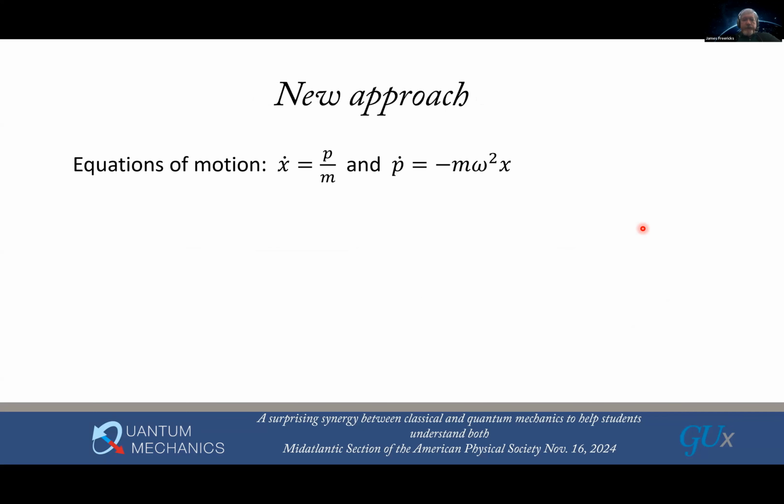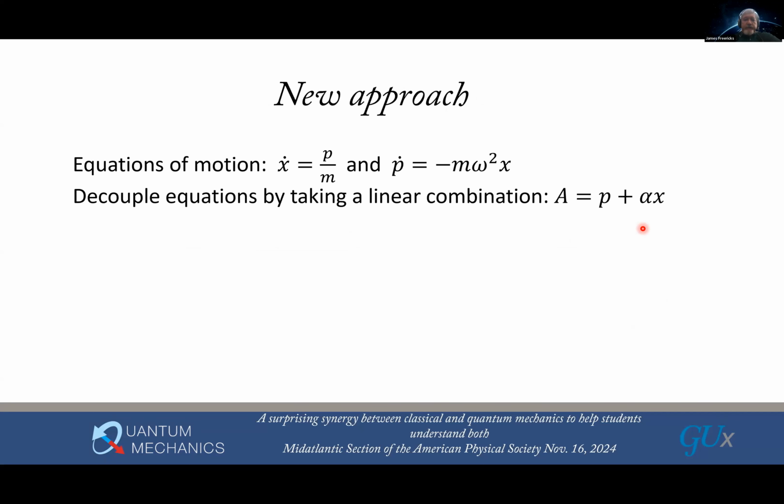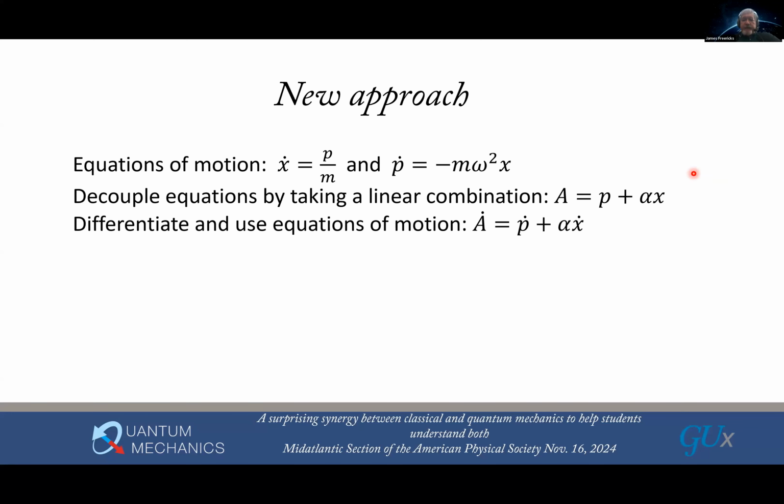So let me show you the new approach. In the new approach, we start from the exact same equations of motion, but we do what Born and Jordan did. We take a linear combination of the two. At the moment, I don't know exactly what that linear combination should be, so I'm going to call it alpha. And then we take the time derivative of A, which will be p dot plus alpha x dot, and we force it to be proportional to A.